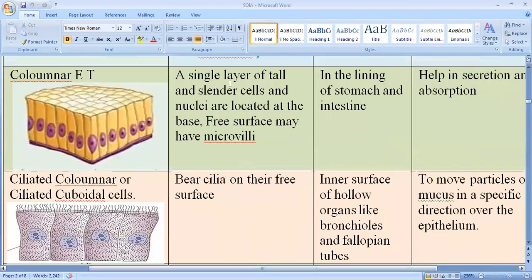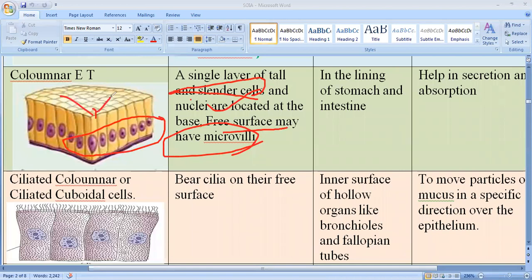If you see a single layer, this is the simple epithelial tissue, that means a single layer, and slender cells mean tall pillar-like cells, and nuclei are located at the base. So if you see here, nuclei are located at the base region, and the free surface may have microvilli. Some may have the microvilli. Location, where it is found: in the lining of the stomach.